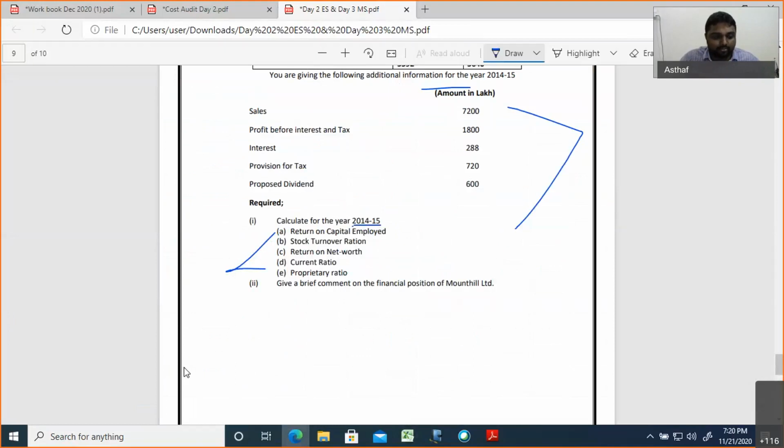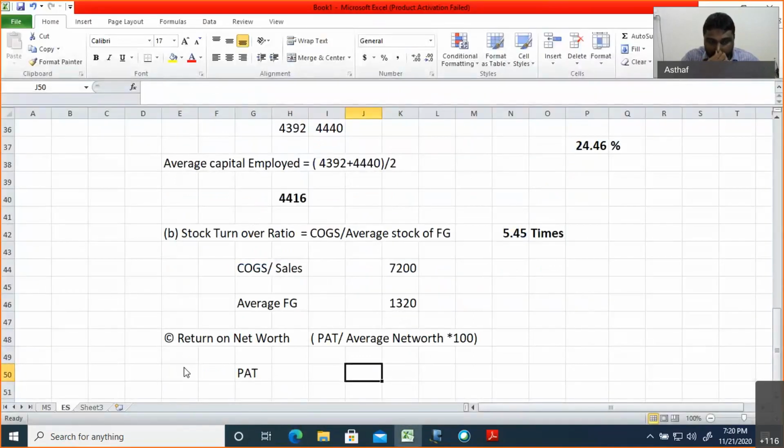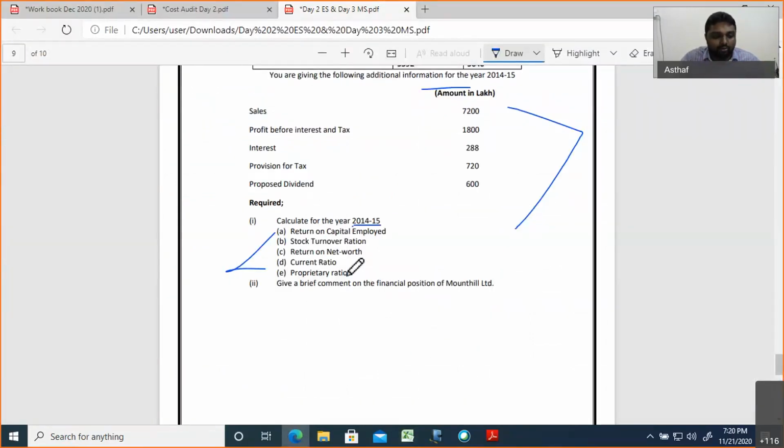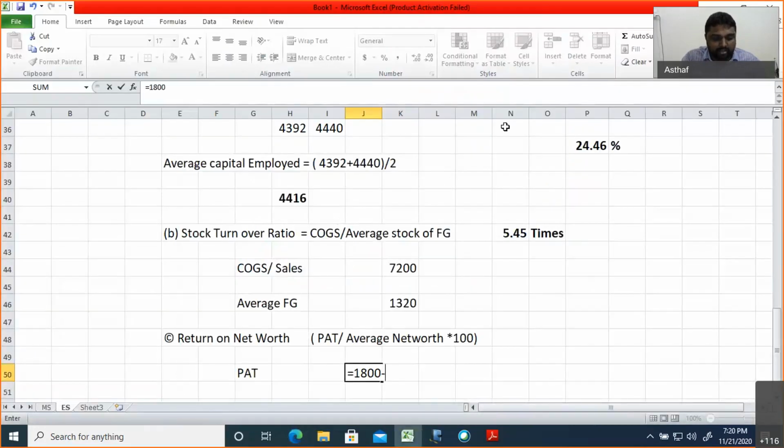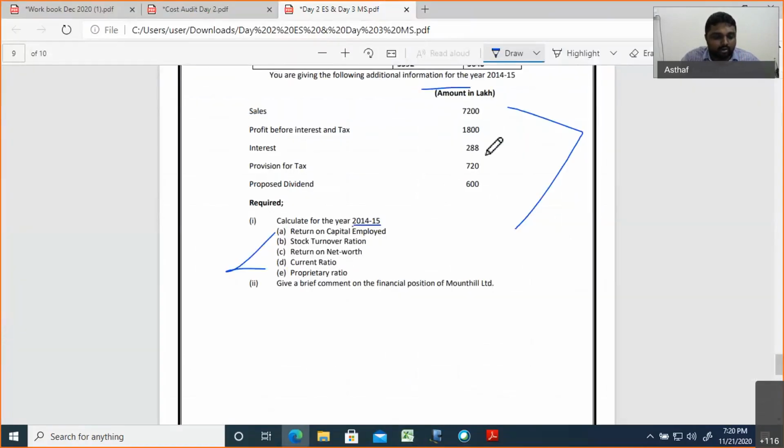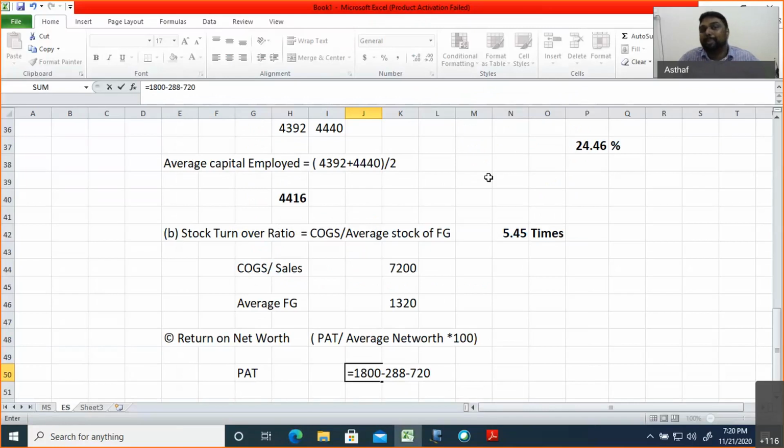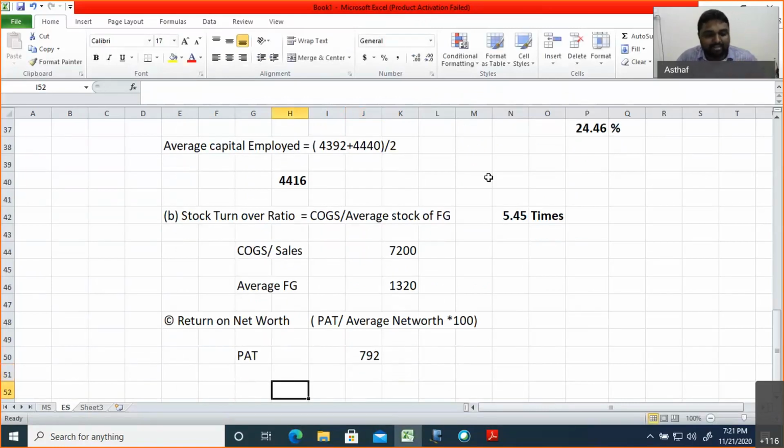So what is the PAT? If you look, earnings before interest and tax is 1,800. The interest is 288. Your tax is 720. This is your PAT, profit after tax. I will share the Excel sheet also, because when we are doing it very fast, sometimes the working will not be there. So I am repeating once again: your EBIT is 1,800, your interest is 288, your tax is 720, your PAT is 792.